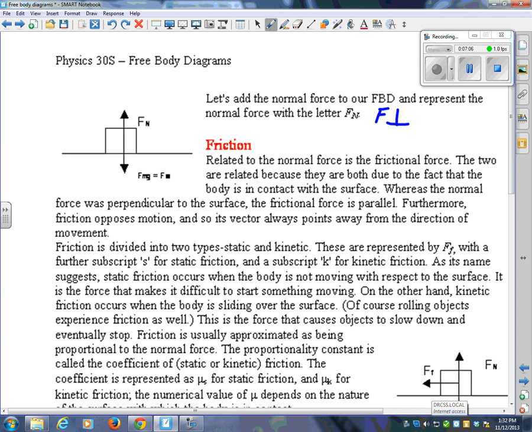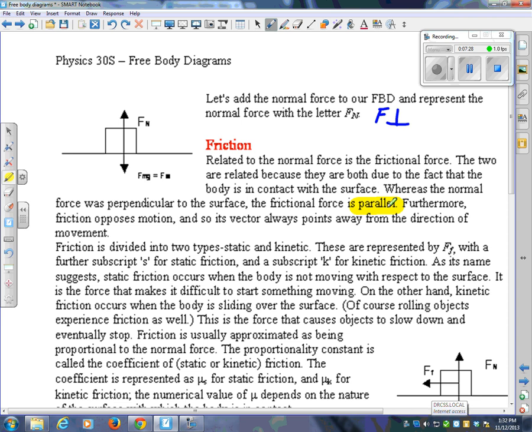Friction, related to the normal force, is the frictional force. The two are related because they are both due to the fact that the body is in contact with the surface. Whereas the normal force was perpendicular to the surface, the frictional force is parallel. And therefore, the normal force and the friction force are always perpendicular to each other.